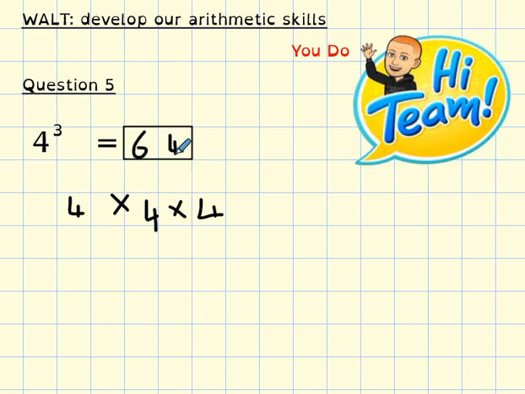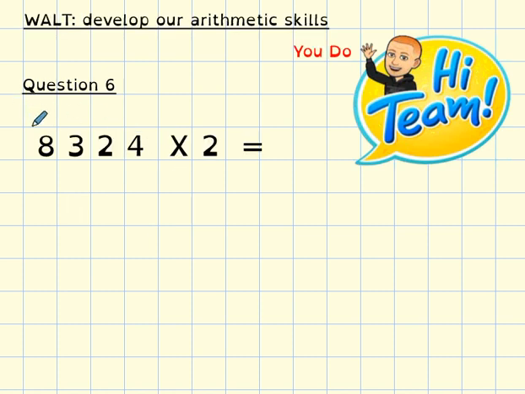Question number 6. Partitioning. I'm doubling. So double 8,000 is 16,000. Double 300 is 600. Double 20 is 40. Double 4 is 8. Add your answers together. 16,648. 5-digit number. Let's put my comma in there. That's my final answer.